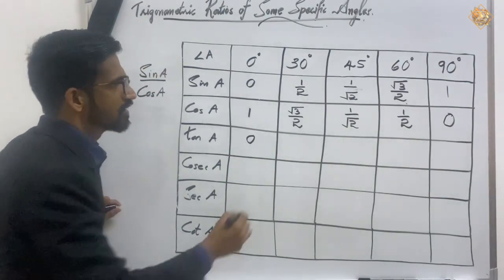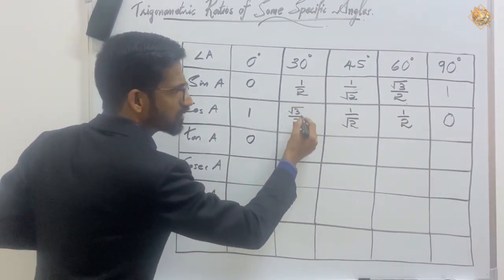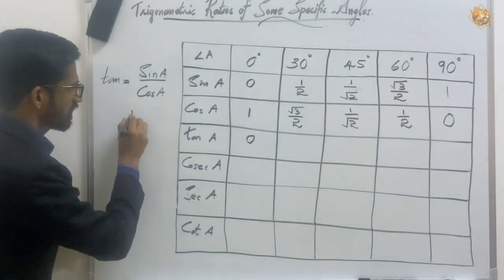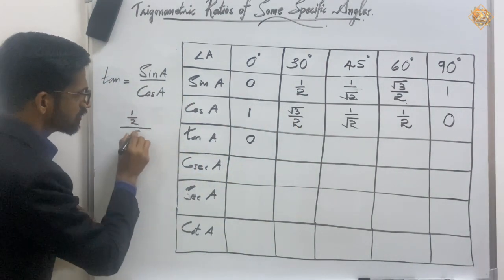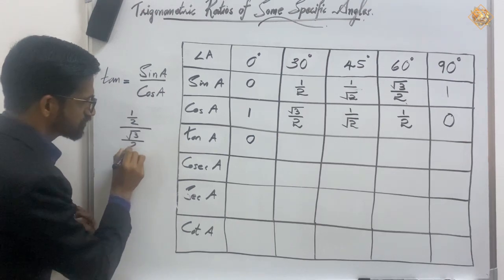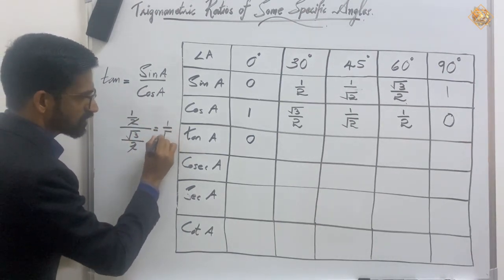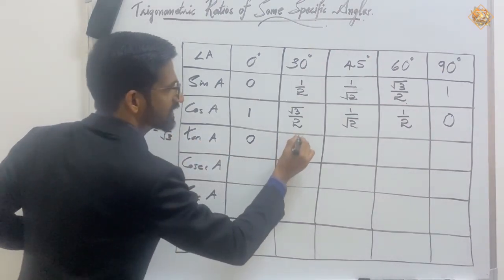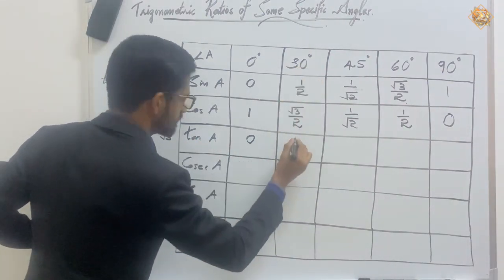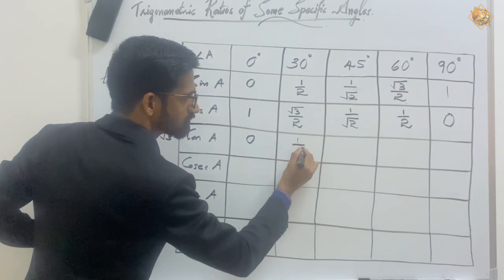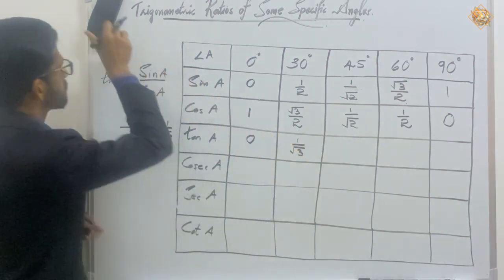That is 0. Then 1 by 2 divided by root 3 by 2. Here we have 1 by 2 by root 3 by 2. The 2 will get cancelled. Then what's remaining? That is 1 by root 3, isn't it? So here we get the value of tan 30, that is 1 by root 3. Hope it is clear.